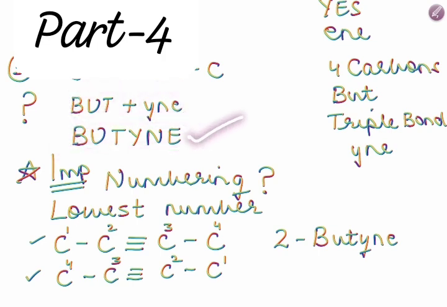This is not the correct IUPAC name. But why, ma'am? Why is it not correct? Because, children, I am asking you, beta, just tell me on which carbon atom this triple bond is attached. You will start thinking, ma'am, that too I have not done. You will say, ma'am, for the numbering too you never told us. So there is a twist in naming of the compound, children.